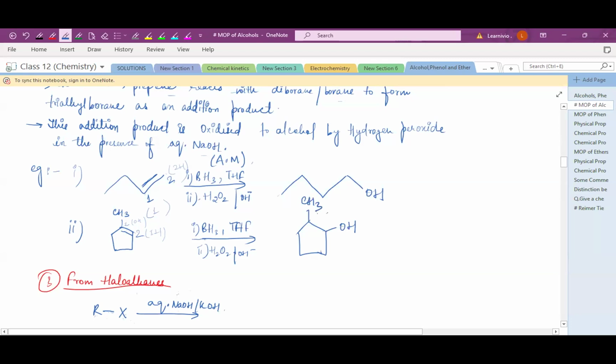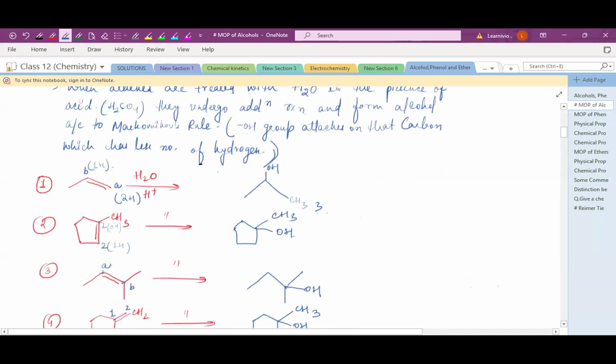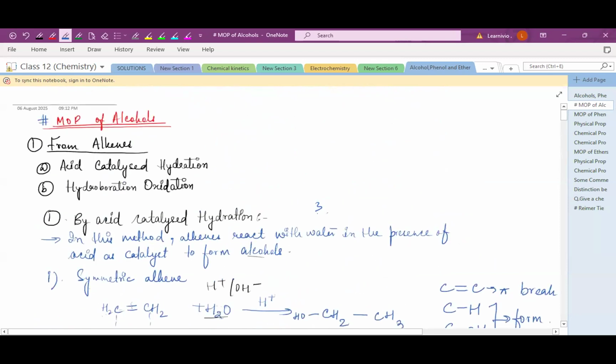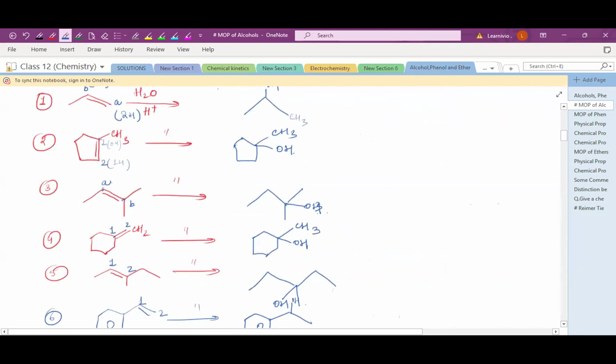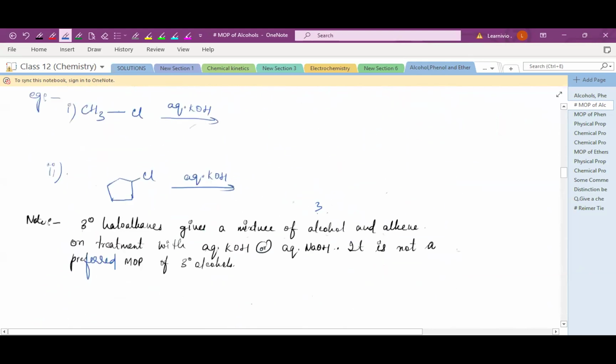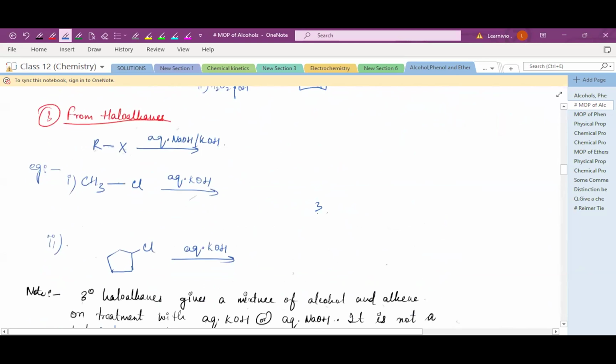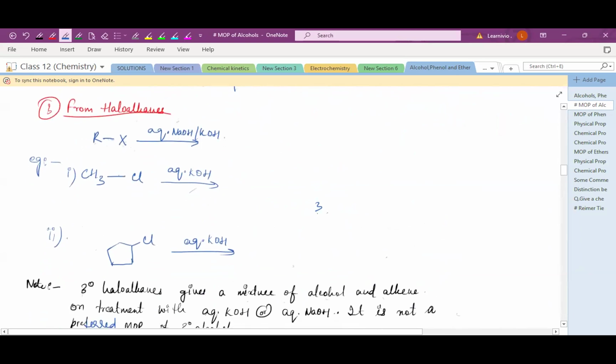So in the first case, the acid catalyzed reaction, you have to follow the Markovnikov addition rule. And in the second reaction, the hydroboration oxidation reaction, you have to follow the anti-Markovnikov addition. Okay. The next method of preparation is from haloalkane, or alkyl halide.